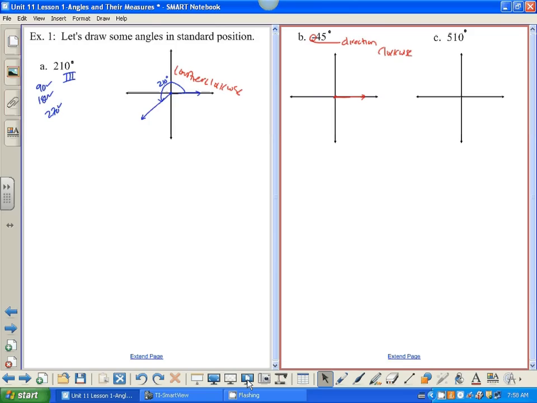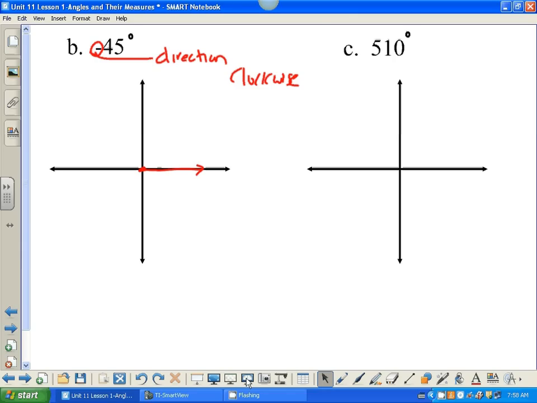A positive 45 degree angle would be located in the first quadrant, but this is a negative 45 degrees. So if I go this direction, this is negative 90 degrees, this is negative 180 degrees, this is negative 270, back to negative 360. So if I want to go negative 45 degrees, I am going to go halfway through the fourth quadrant, and this would be my negative 45 degree angle.